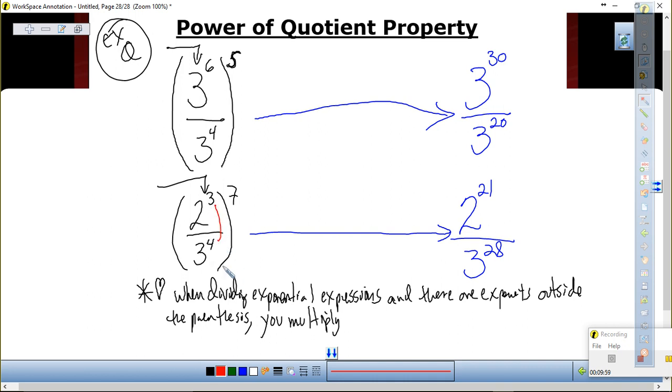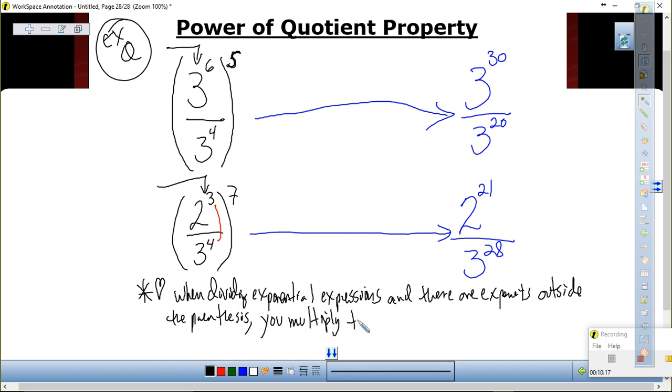3 times 4 is 12 times 7, that's... You see what I'm saying? So how can we elaborate that a little bit? You multiply. Very good. Write that down.